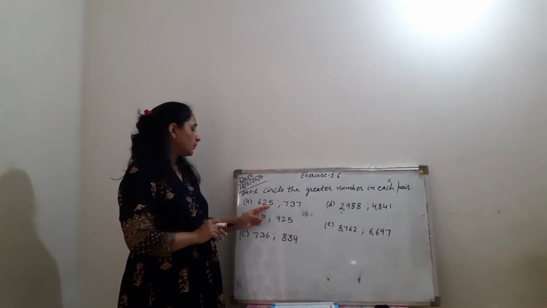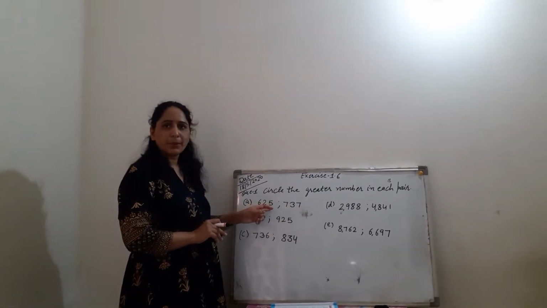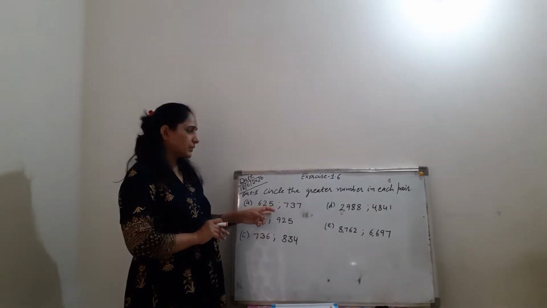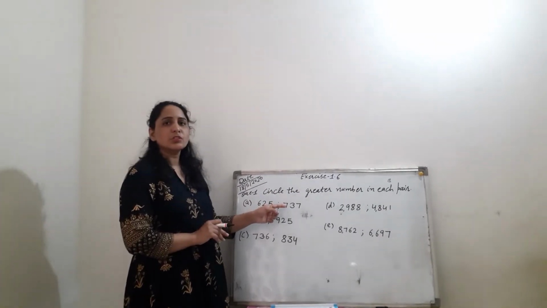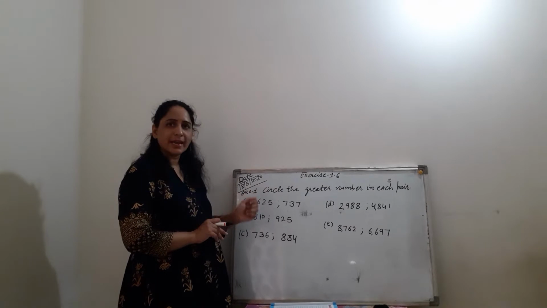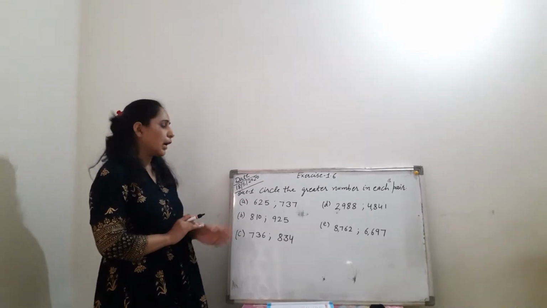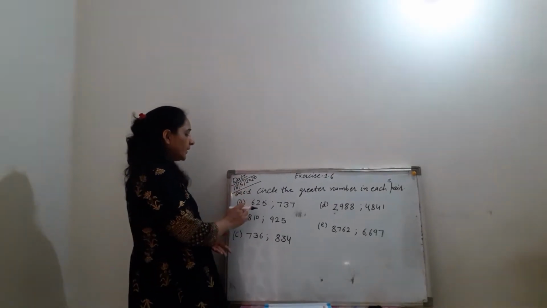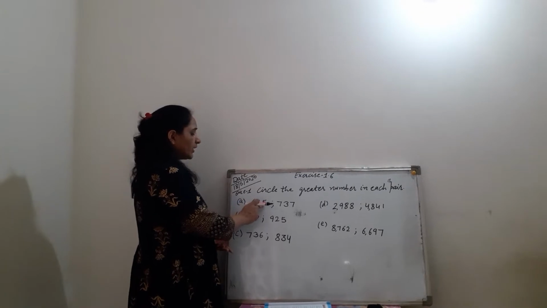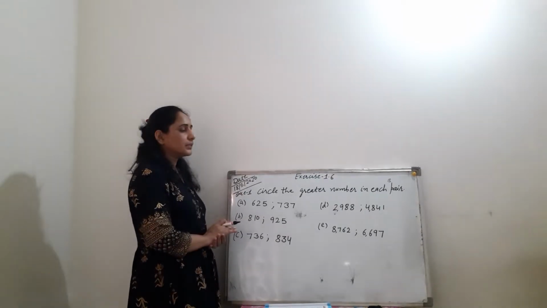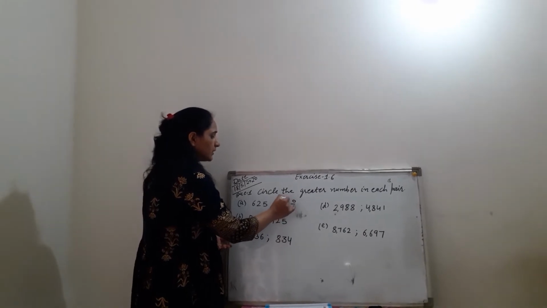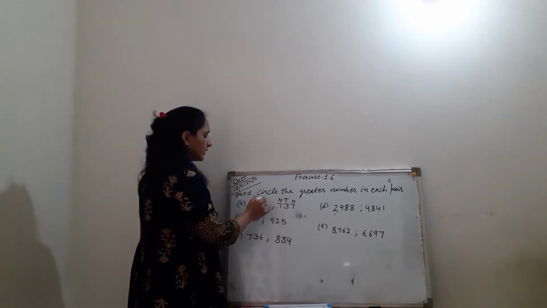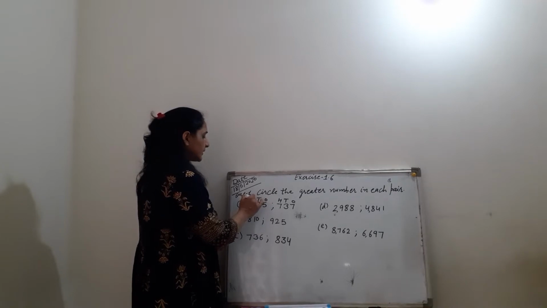Here, two numbers are given. We compare both the numbers and circle the greater number. The number which is greater, we circle that number. So, let's see how we compare. Here is 625. We compare the places. Firstly, we count the places. Here is ones, tens and hundreds. There is also ones, tens and hundreds.